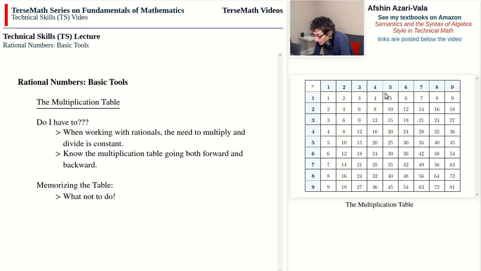I think that's one of the reasons that in North America they go up to 12, but you only need to go up to 9. Up to 12 is pretty brutal, by the way. That's way too many numbers to memorize.